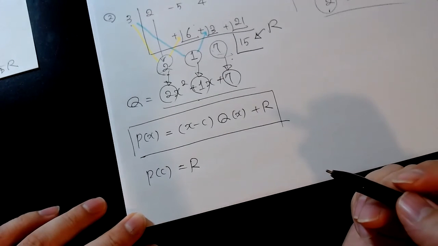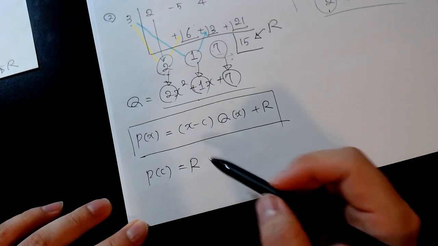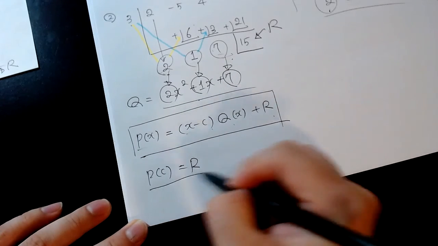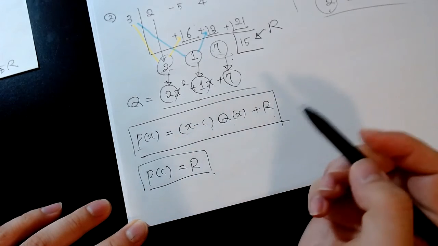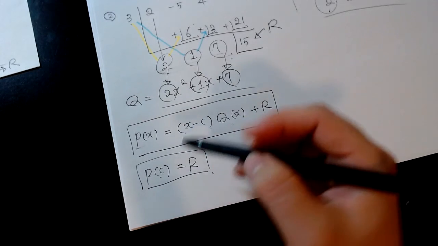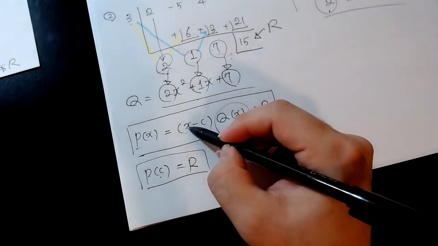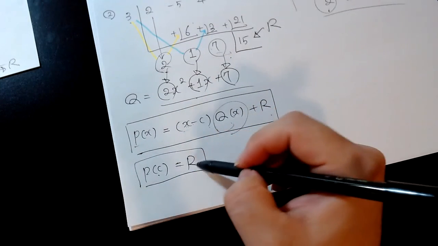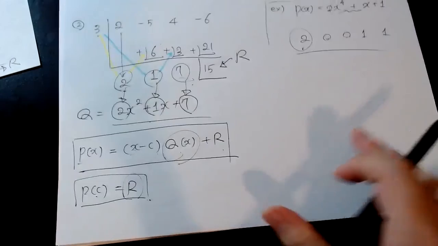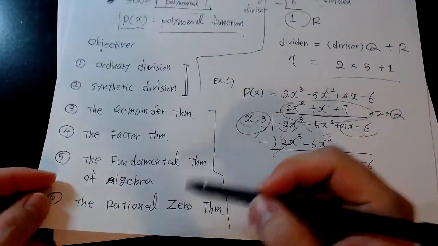That's actually the remainder theorem. If p of x can be expressed as x minus c times q of x plus r, then p of c equals r. It makes sense, right? Because if we plug in c for x, no matter what we get for q of c, since c minus c is 0, we get the remainder r. So that's the remainder theorem. I'm going to talk about this and the other theorems in the next class. Okay, let me stop here.